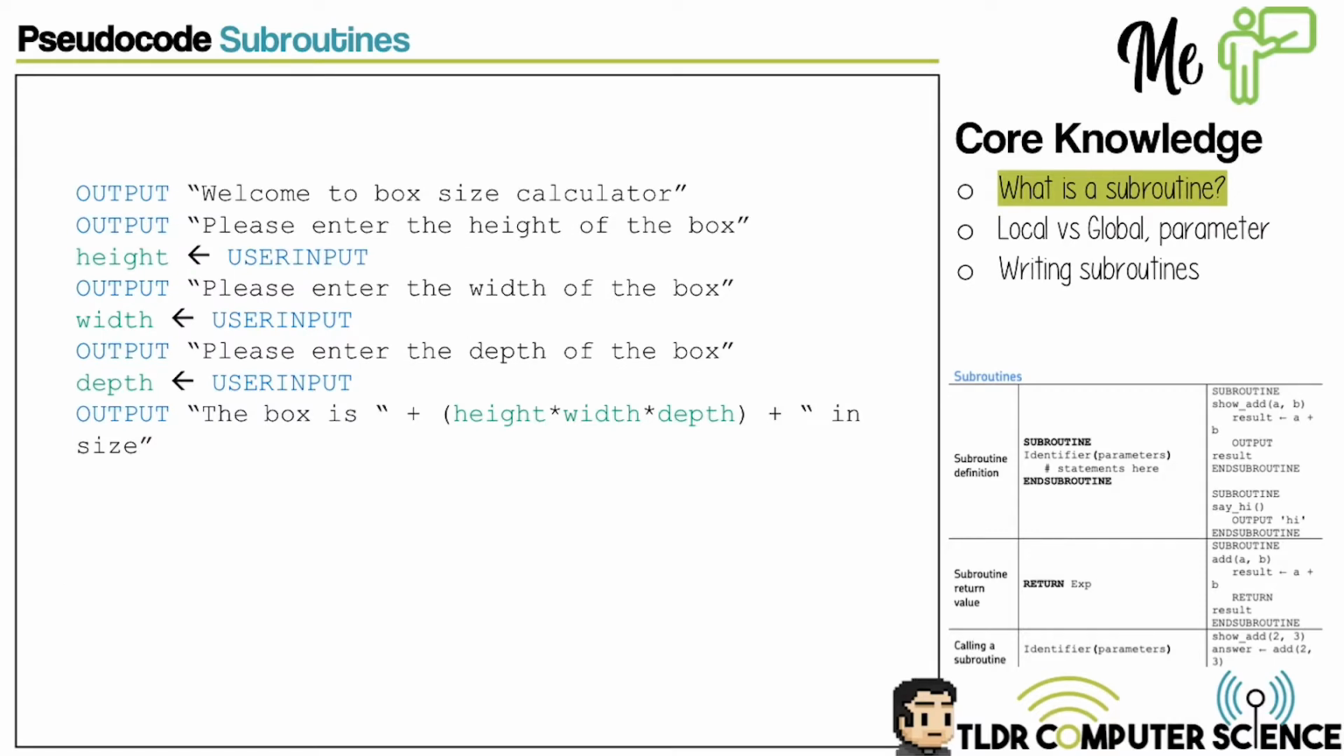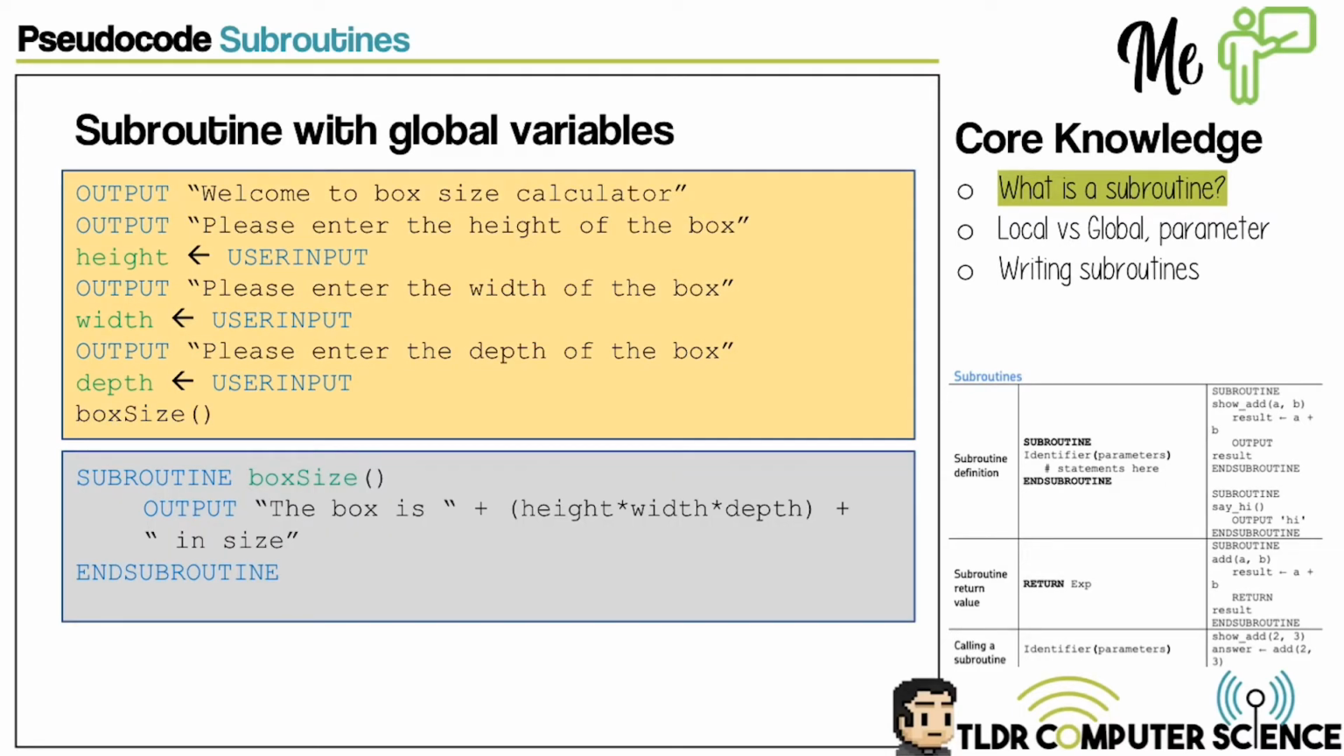So here's an example of a little bit of code we've written here. It doesn't do anything sophisticated. It just says, welcome to box size calculator. Please enter the height, width, and depth of the box. And we're storing that as 3 variables here. And then it just outputs what the height, width, and depth is. The plus concatenates it to the string and gives us that information. And what we're going to do is we're going to see if we can break that apart a bit and turn that into our subroutine.